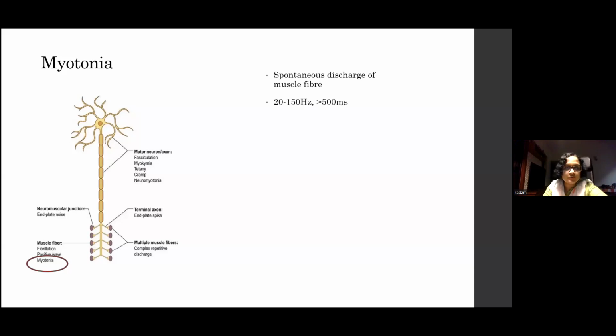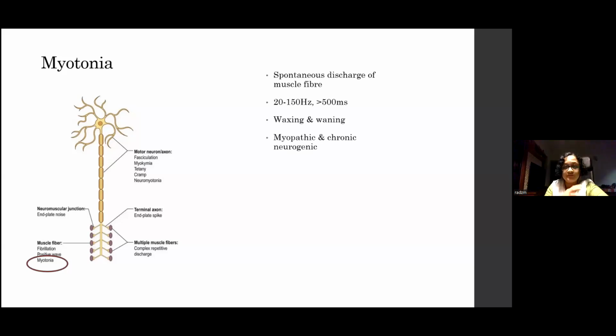And it's about 50 to 150 hertz, 20 to 150 hertz is also fine. And it lasts about 500 milliseconds. It has a waxing and waning quality. You'll hear it in the video. It's like a dive bomber quality. Some people call it a motorcycle racing, you know, like the acceleration of a motorcycle kind of quality.